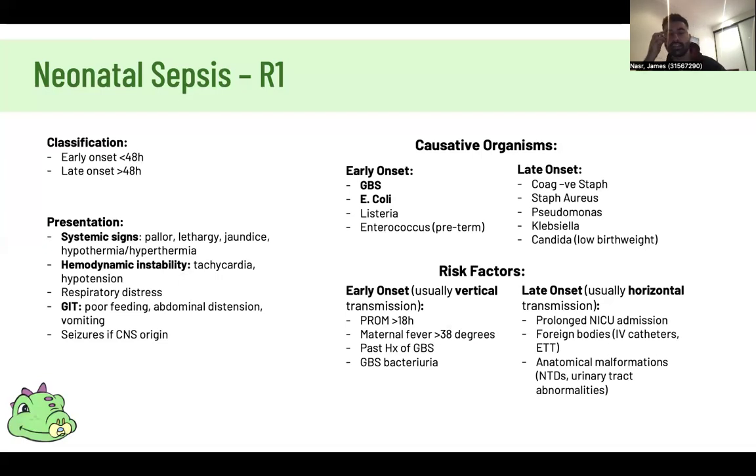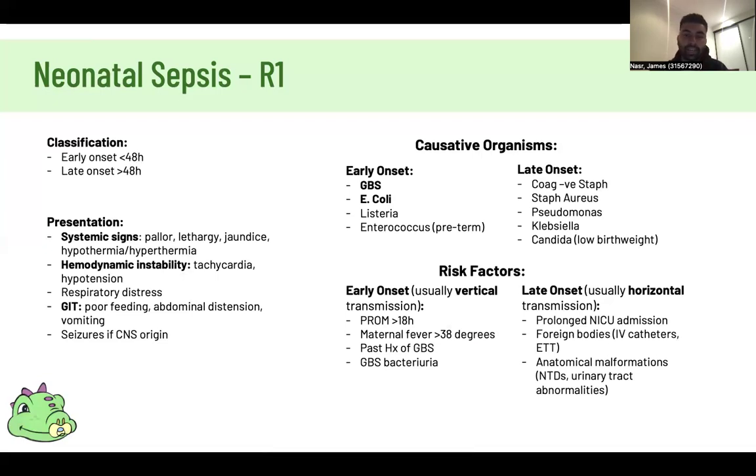Comparing that to late onset, your most common causes are going to be staph. So coagulase-negative staph or Staph aureus are probably the two most likely causes of late onset sepsis, but other things are Pseudomonas, Klebsiella, and Candida, which should be ruled out.